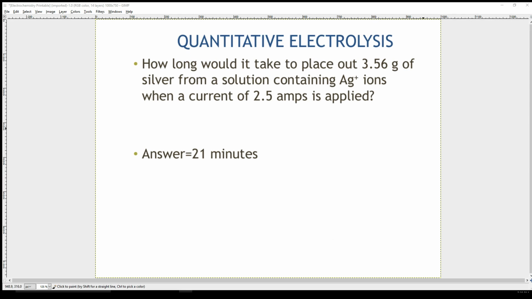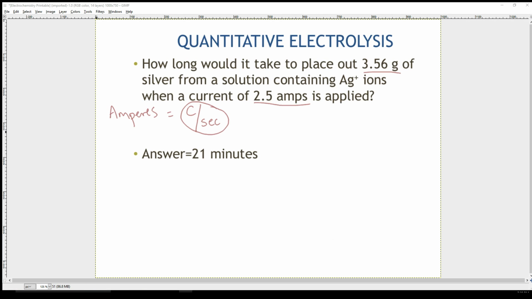Okay, last one. How long would it take to plate out 3.56 grams of silver from a solution containing silver ions when a current of 2.5 amps is applied? All right. Let's think back to amps or amperes. Those are also known as coulombs per second. This is a handy thing to know.